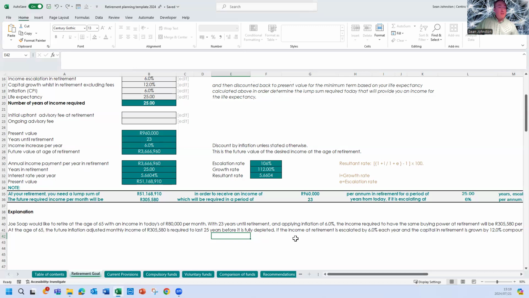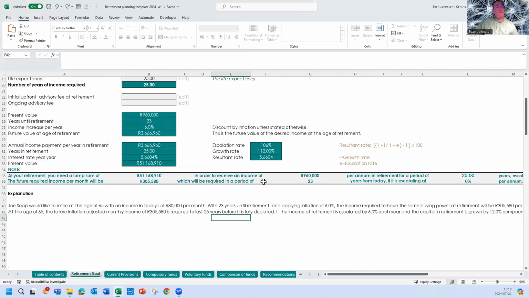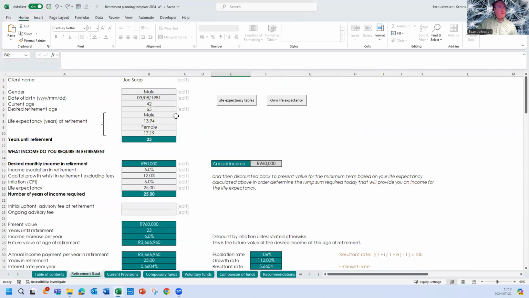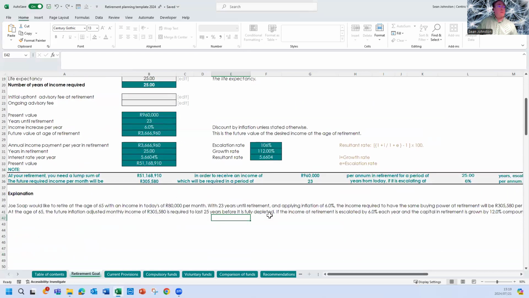Has Joe got diabetes? Has Joe had cancer? These sort of things need to be factored in, because that's unfortunately the reality with retirement planning: how long are you expected to live? If Joe's in good condition, he's a very fit person, no issues whatsoever at 42, then there's a possibility that he could have a very healthy retirement and he needs the funds to last as long as possible.